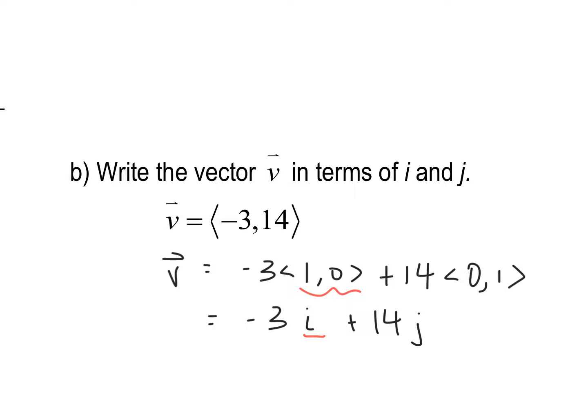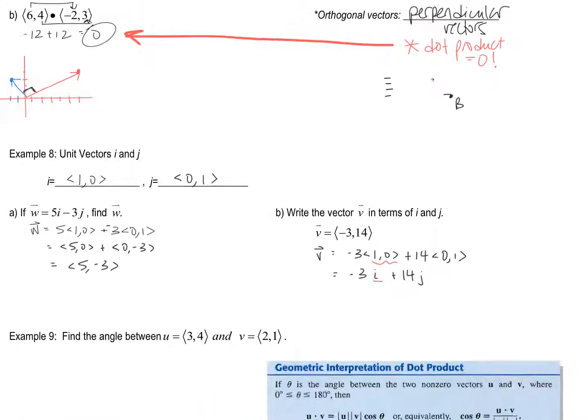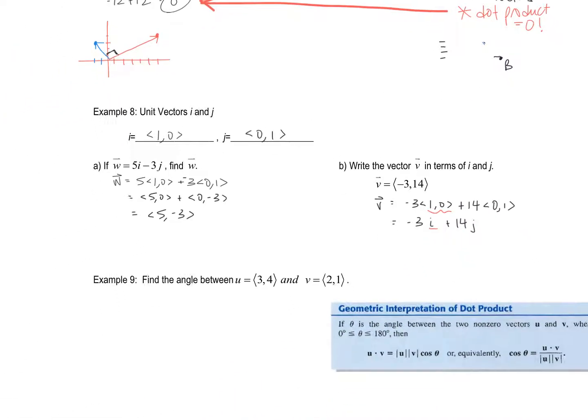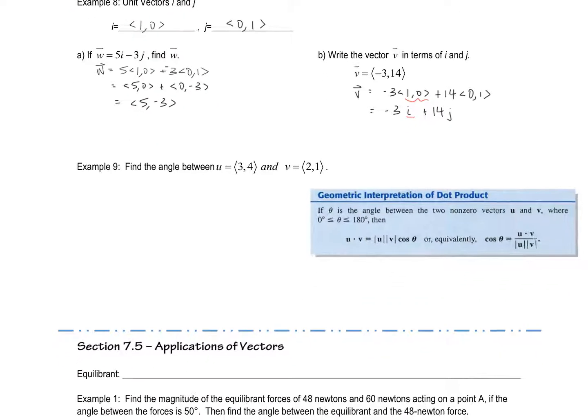So again, it's pretty simple because this becomes the coefficient of i and this becomes the coefficient of j. So these two questions are just testing you on whether you know what the unit vectors i and j are. Okay, so very last question.